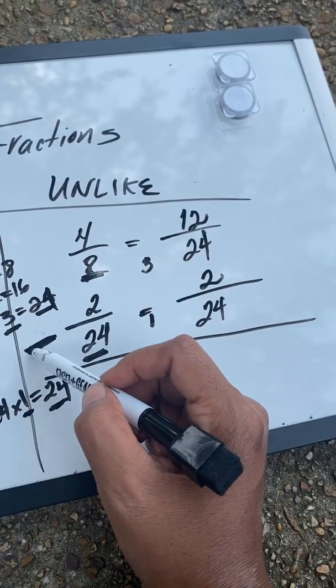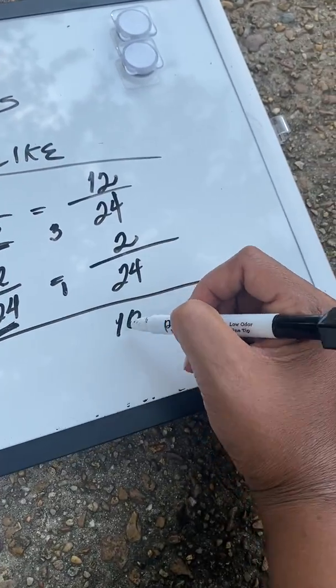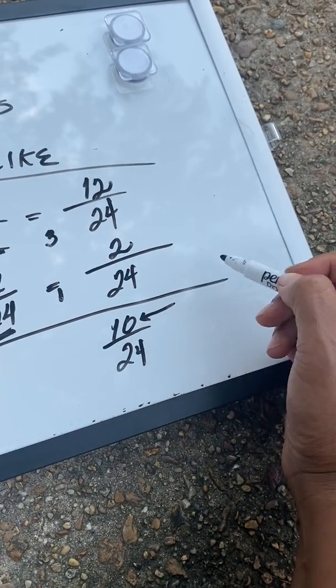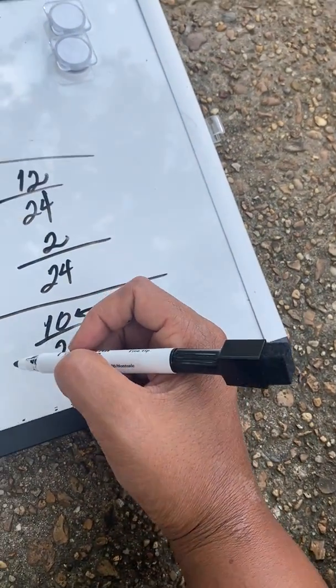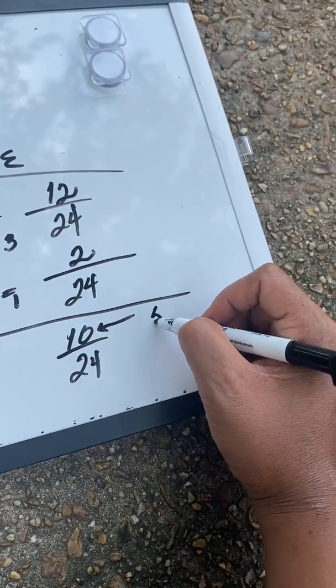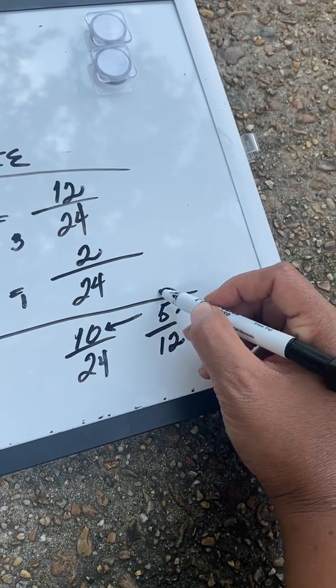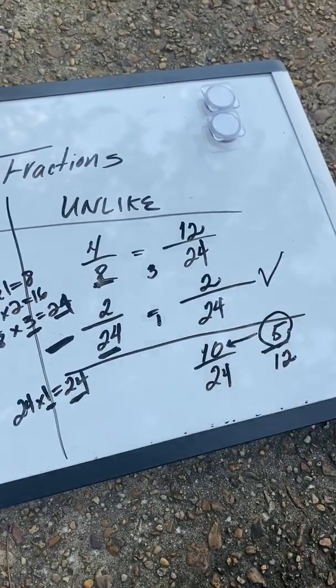Okay, I always look back at that sign. All right, so it's going to be 10 over 24. This number is even, so we have more reducing to do. All right, 2 can go into 10 5 times. 2 can also go into 24 12 times. Now I have an odd number and I'm done. All right, I'm done.